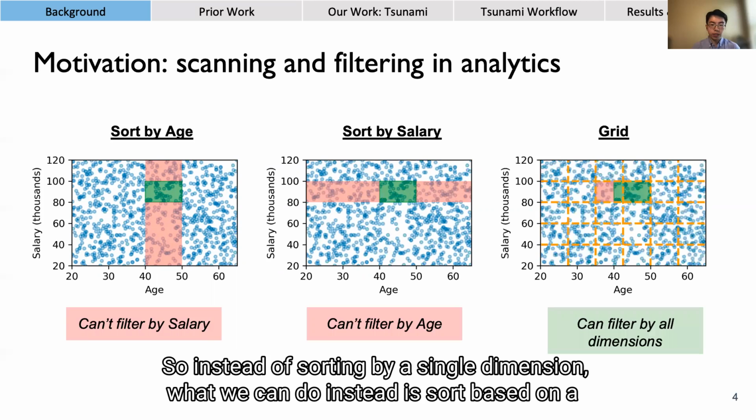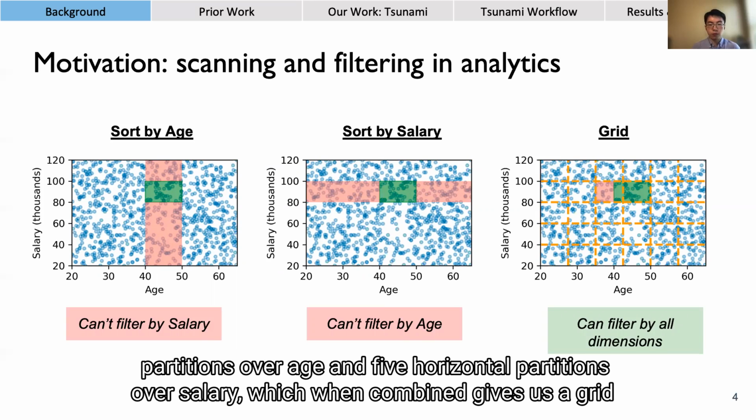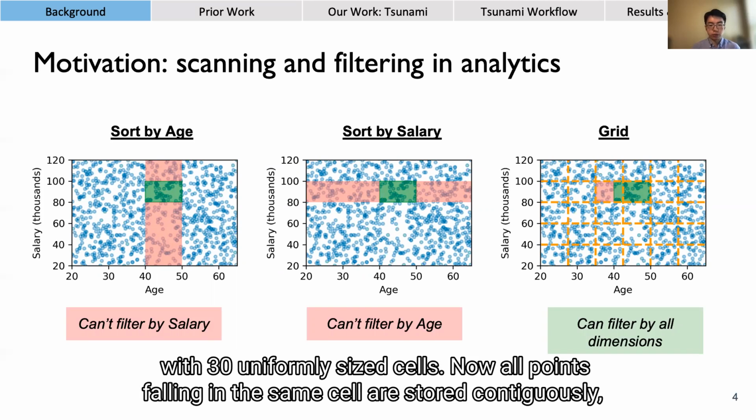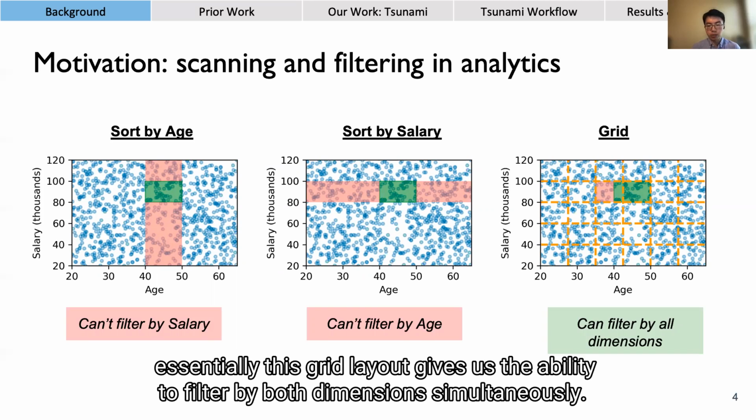Instead of sorting by a single dimension, what we can do is sort based on a multidimensional grid. For example, on the right, we have a grid with 6 vertical partitions over age and 5 horizontal partitions over salary, which when combined gives us a grid with 30 uniformly sized cells. All points falling in the same cell are stored contiguously. So now we only scan the points in the cells that overlap with the green query rectangle. Essentially, this grid layout gives us the ability to filter by both dimensions simultaneously.